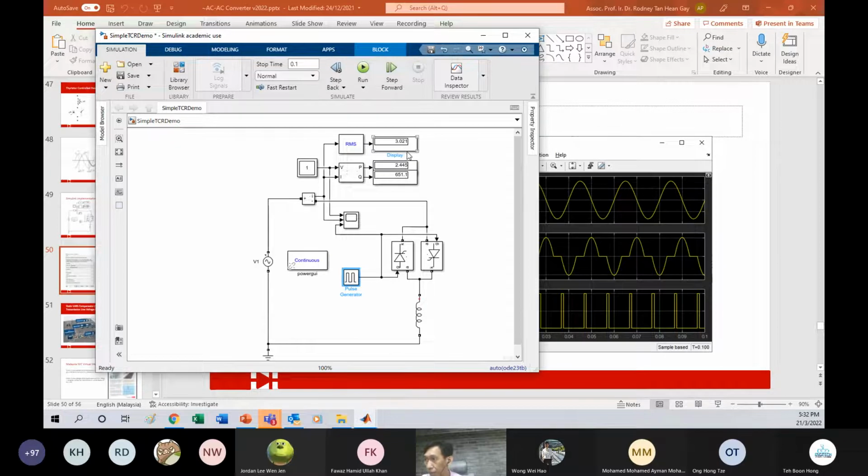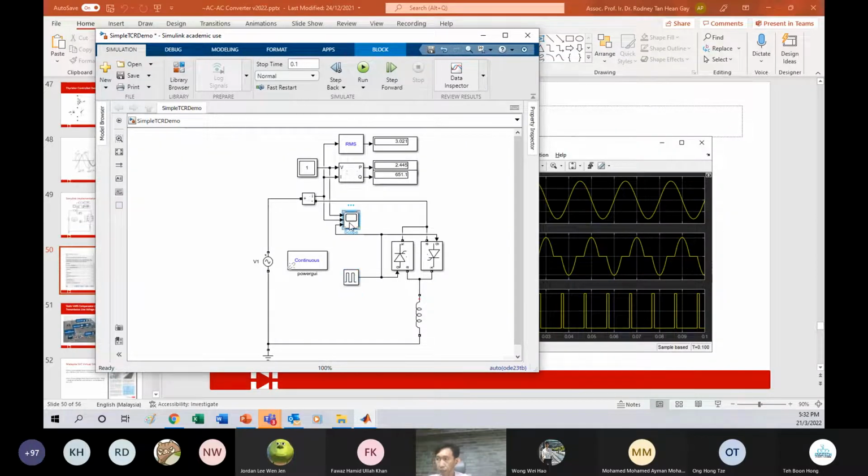Around 3 amps. And then our real power is only 2 watts, and then the reactive power is 651. Obviously, there is no resistive load, right? So you don't actually have any real power. I mean, it's also very low. Then we will have this reactive power.